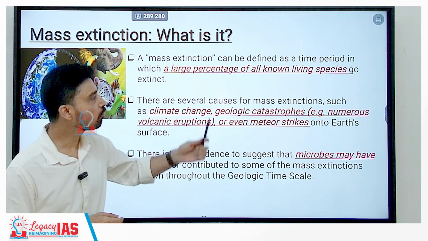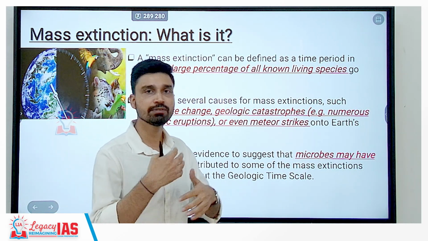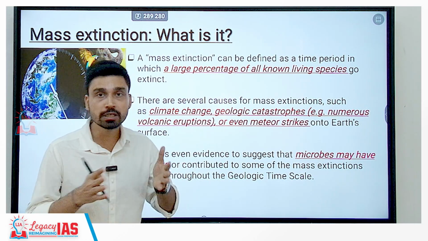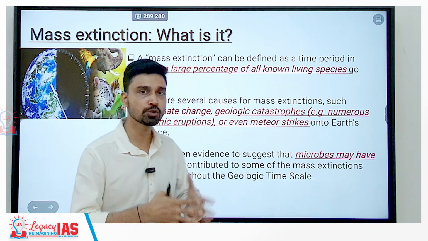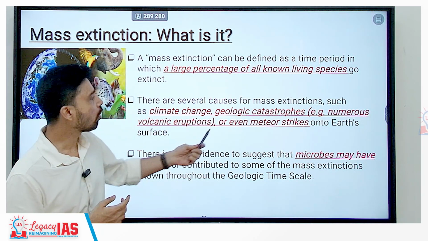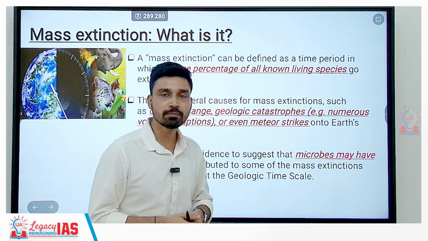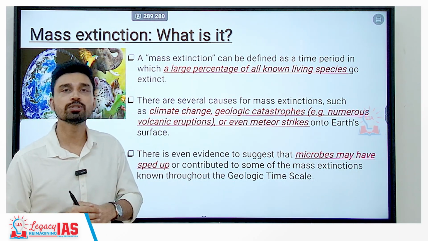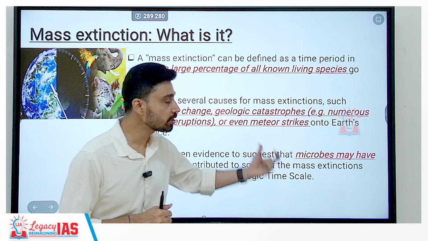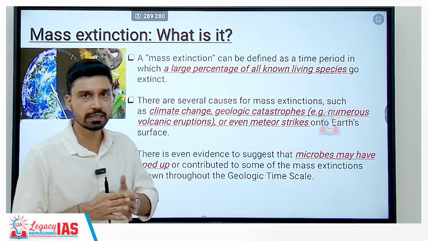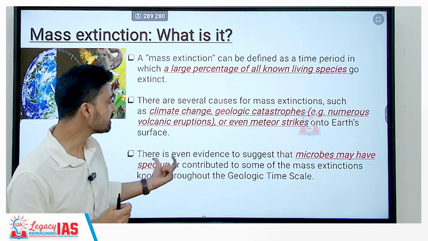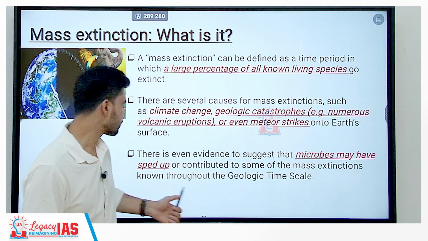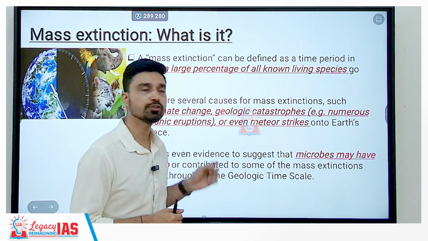Now, there are several causes for mass extinctions, as we will see when we discuss these individual events, such as climate change, geological catastrophes such as continuous volcanic eruptions over a large area of Earth, or even meteors that sometimes strike the Earth's surface from outer space. There is even evidence to suggest that some microbes that developed on the Earth sped up or contributed to some extent to some of these mass extinction events that we know throughout the entire geological time scale.